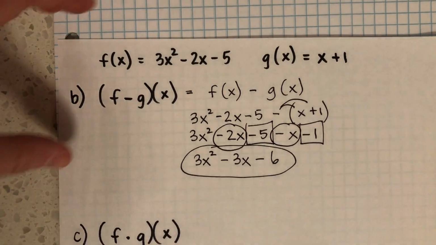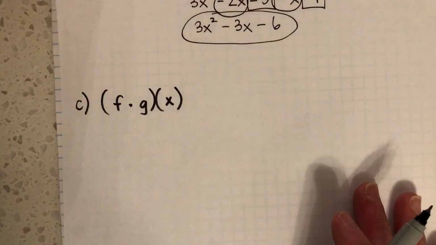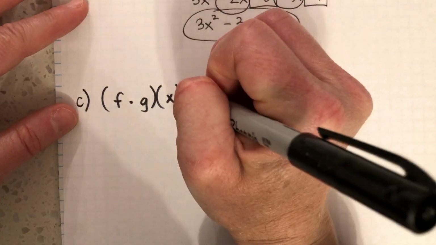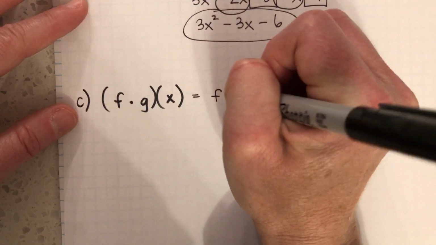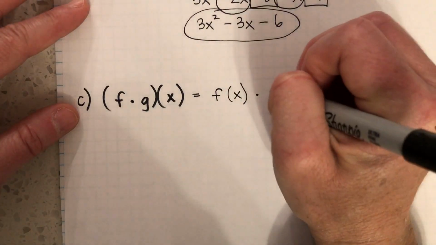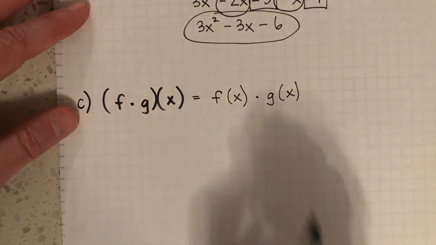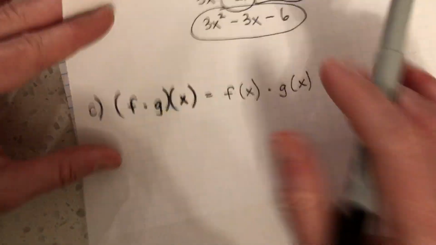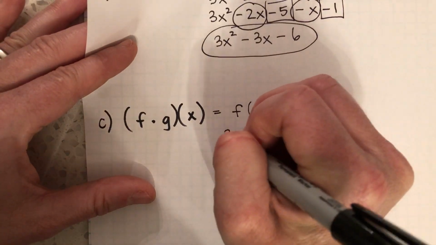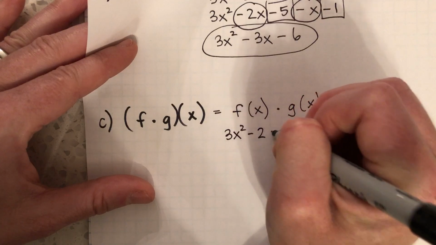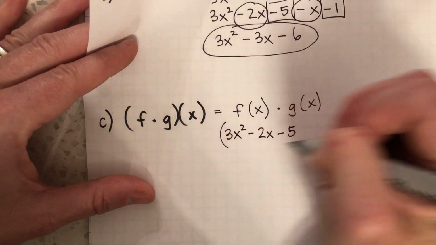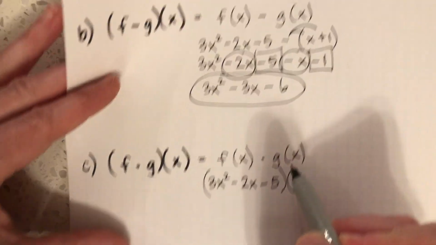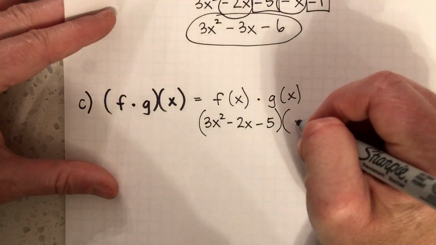So again, it should just feel like combining like terms. All right, look at the next one. Now they want you to find f times g of x, all right? So that literally means they want you to take the f of x function and times him with the g of x function. Okay, well, go get f of x. Who was f of x? f of x was this rule right here, 3x squared minus 2x minus 5. We're going to take all of that and we're going to multiply it with all of g of x. And now who was the g of x function? That was x plus 1.